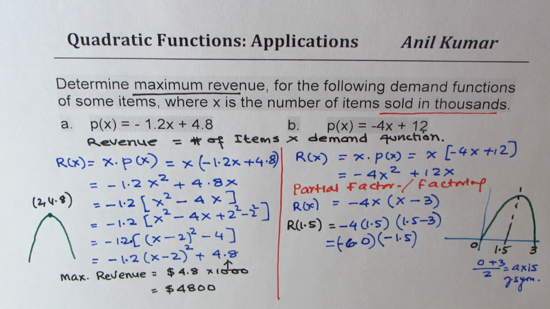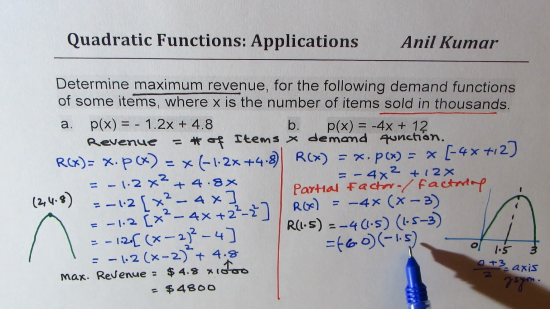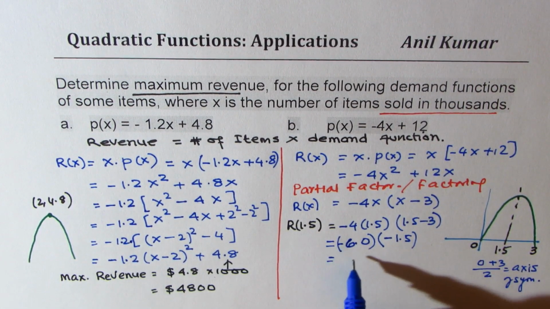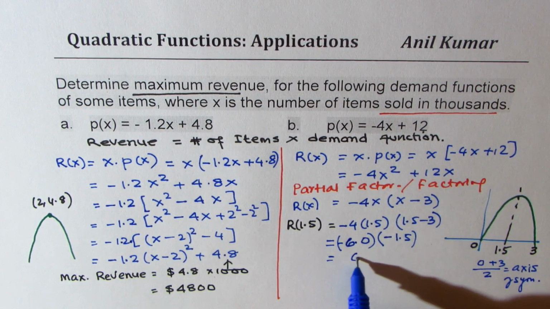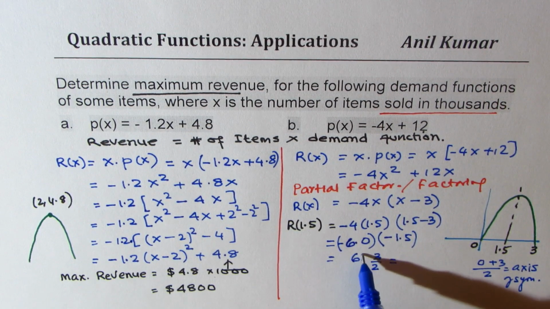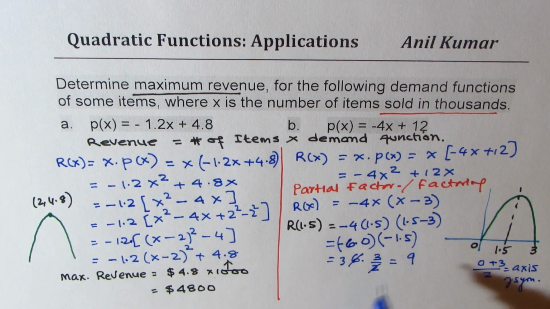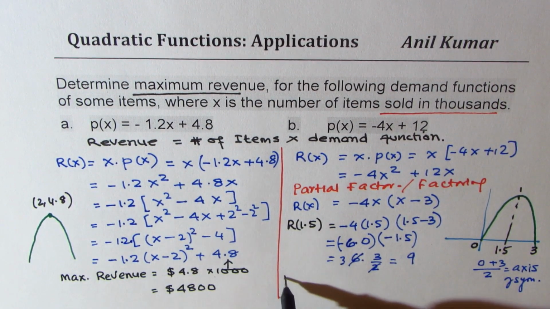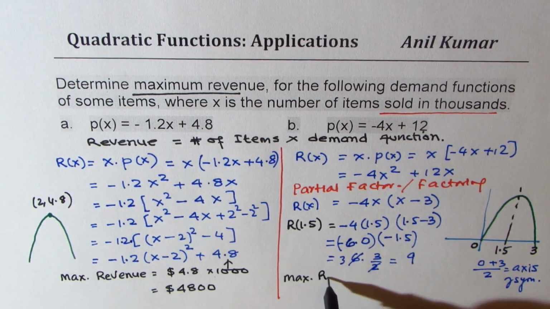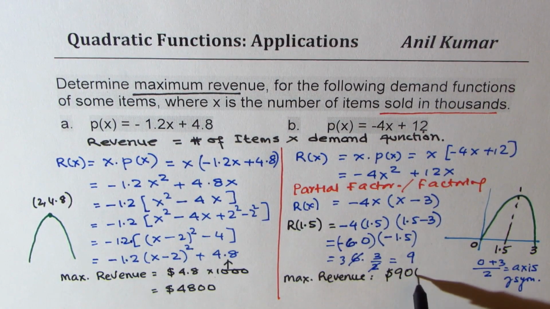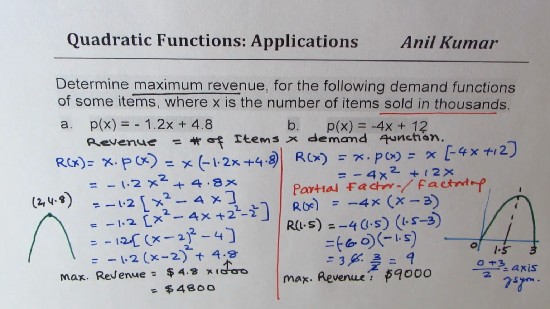Now if you work in fractions, it is actually simpler. 1.5 is 3 over 2, right? Minus minus becomes positive, so it is 6 times 3 over 2. I prefer to write fractions here. See how easy it becomes. You can just cancel, 2 goes into 6 three times, and what we get is 9. Perfect. So 9 is the revenue. The maximum revenue in this case is, in thousands of dollars, $9,000. Does that make sense to you?